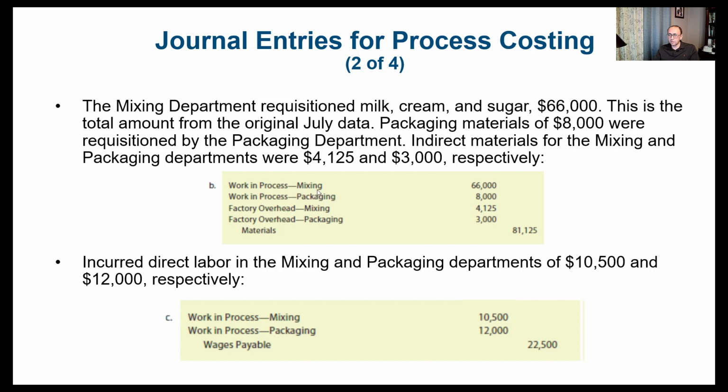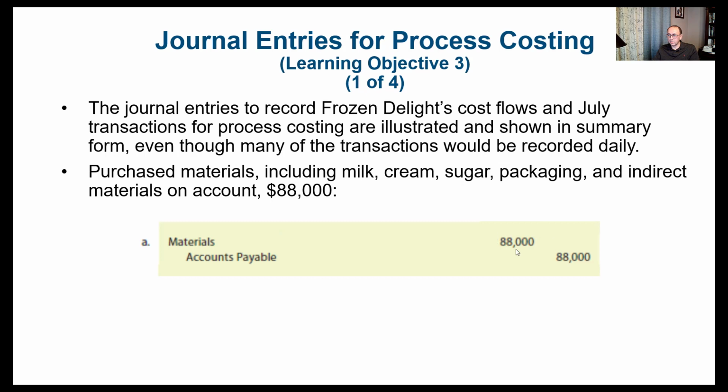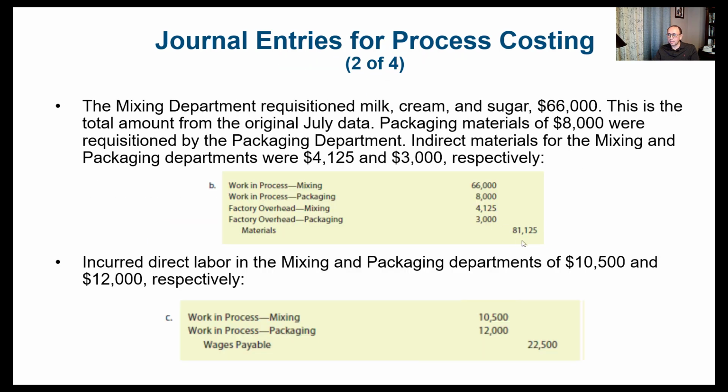So work in process for mixing is $66,000. We debit work in process for packaging of $8,000. We can record the factory overhead, and we debit the factory overhead. And we credit that to material. Remember, previously we recorded $88,000, and maybe we had a previous balance of material. Now we're crediting the material for $81.25. And all of these were transferred to the work in process and the factory overhead.